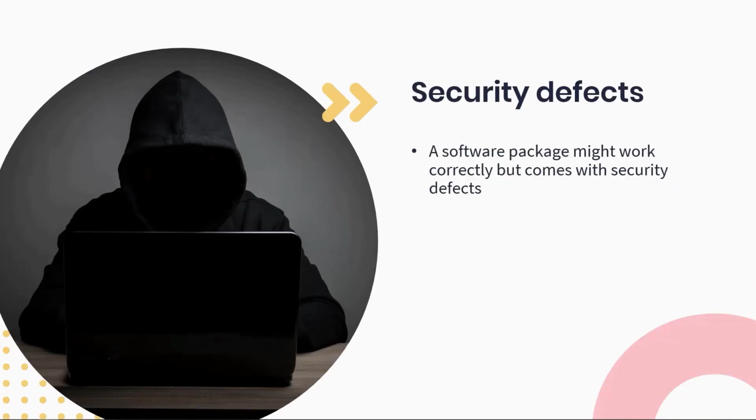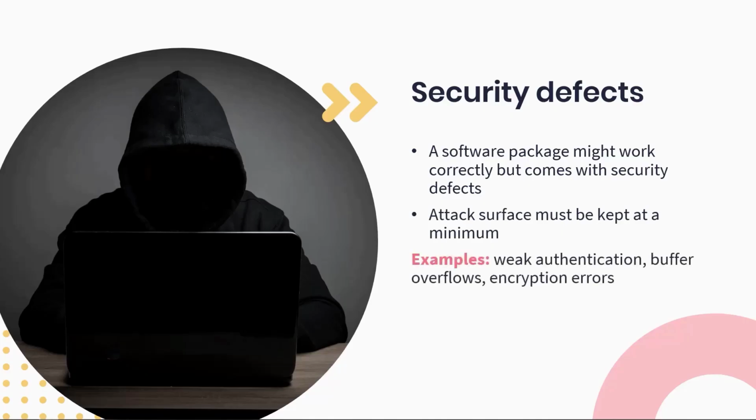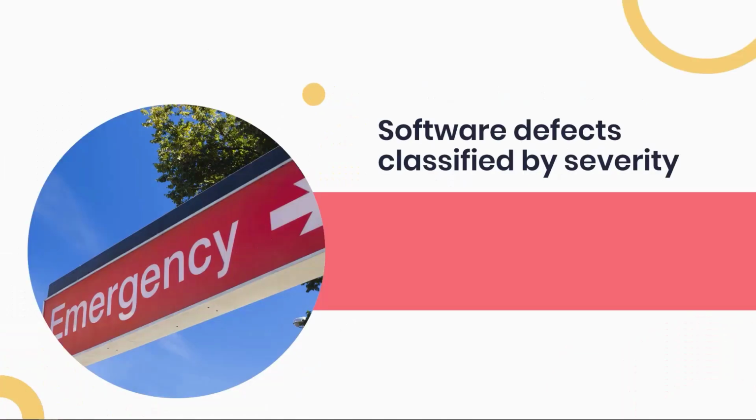If you remember from our previous module, it is always good programming practice to write code in such a way that the attack surface is kept at a minimum. This includes keeping the scope of variables in check and making sure that elements that are not being used are removed from memory. The software package is tested against known threats and vulnerabilities, such as weak authentication, buffer overflows, and encryption errors.